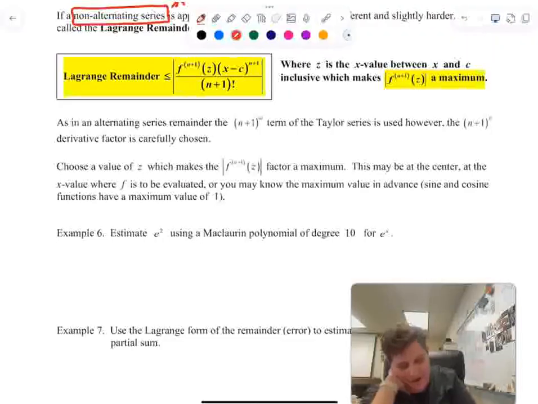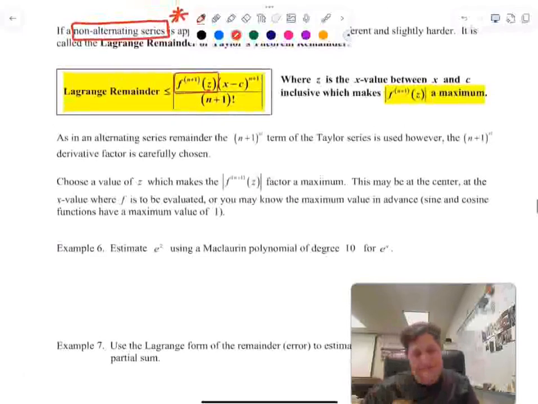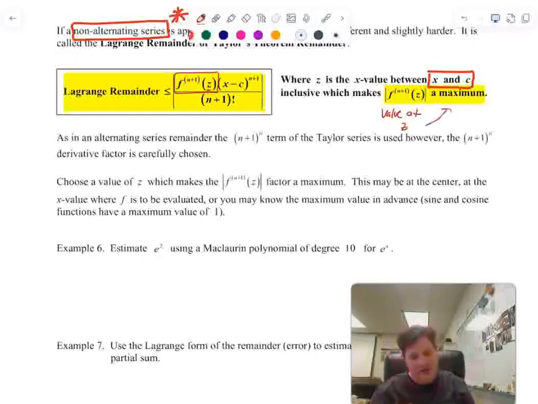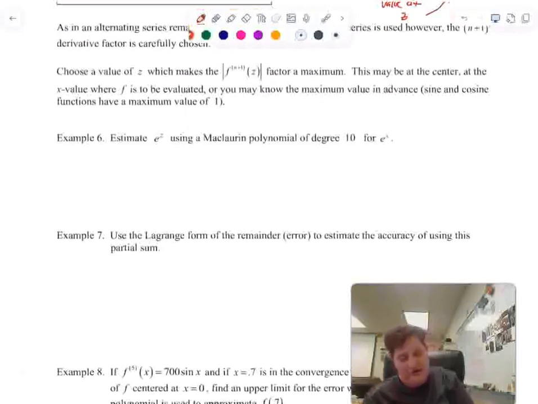Okay, look. The only thing that's different is the fact that it says a z there. Z is the x value between x and c, where its y coordinate, so not z itself, but how high z goes, the value at z, is a maximum. It's a little weird, but it's the n plus 1 term, but we have to make sure we choose something that will maximize this derivative.